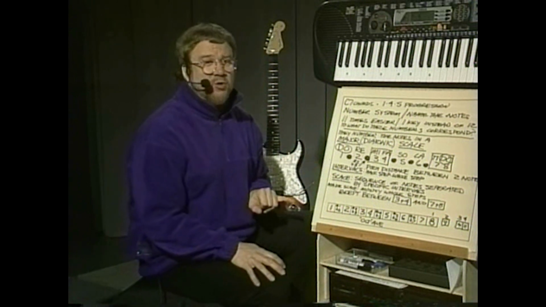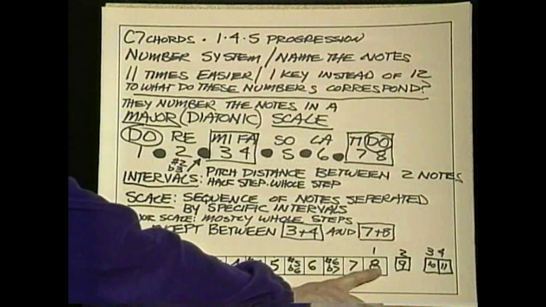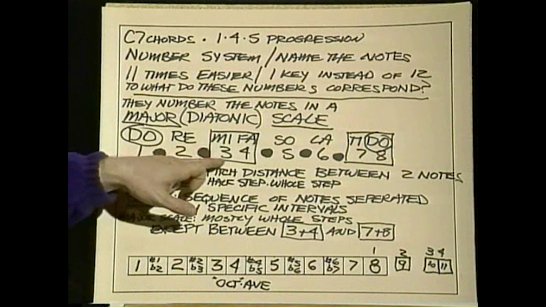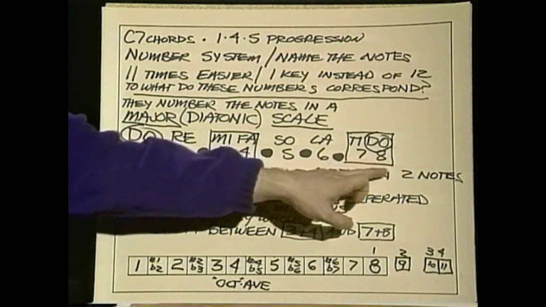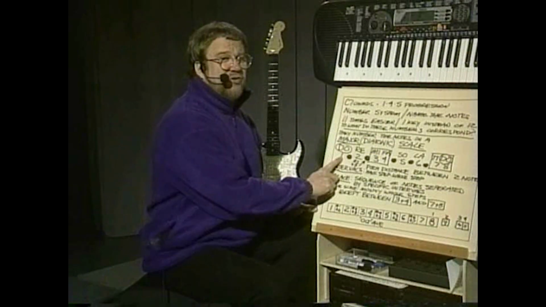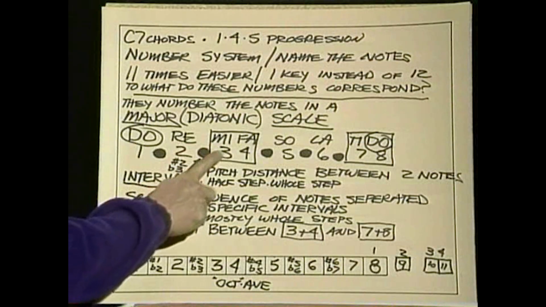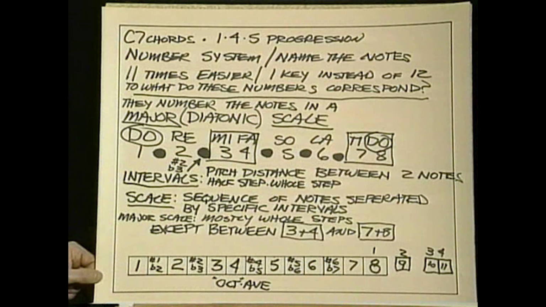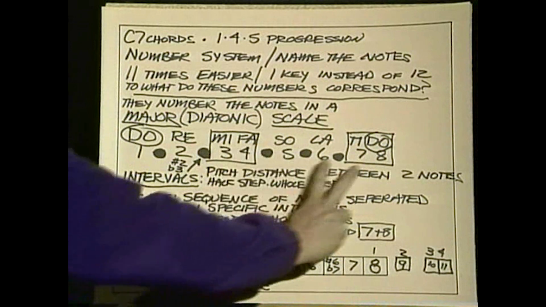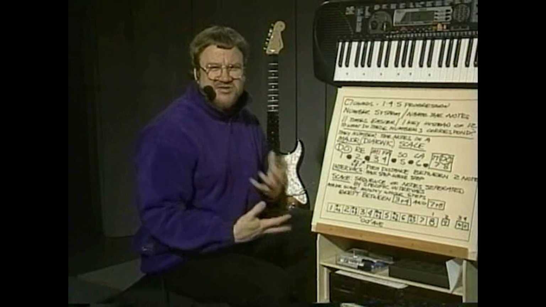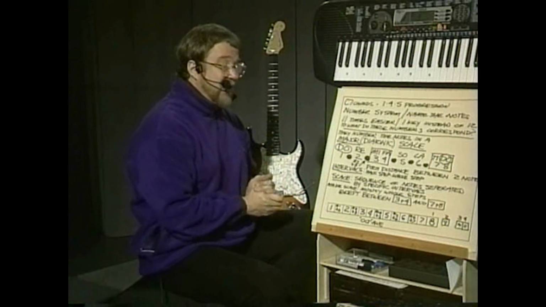How does the number system work? Well, it numbers all 12 notes, all 13 notes in an octave, but it doesn't assign each one of those notes a whole number. Remember, it just assigns the notes in that all-important pattern, the do-re-mi scale, the major diatonic scale, which is a sequence of intervals that goes whole, whole, half, whole, whole, whole, half. Or in other words, mostly whole steps except between 3 and 4 and 7 and 8. And that's where you produce that sound that we know as a do-re-mi scale, a major diatonic scale.